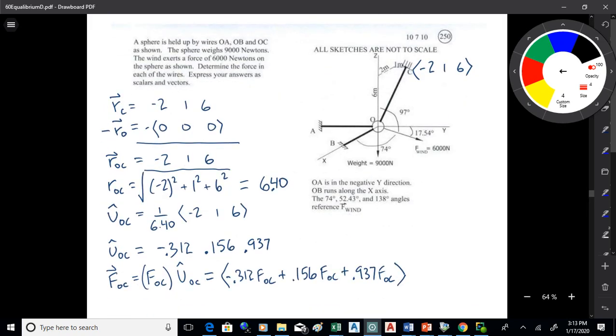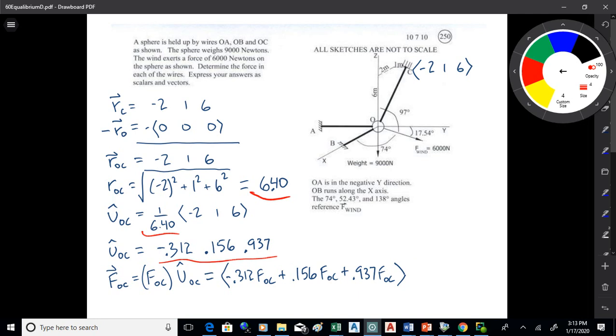All right, so from O to C, I take C minus O. Again, that's kind of a trivial step there because ROC is the same thing as RC. They're the same thing. It's minus 216. Square root of sum of the squares gets me 6.4. I'll divide through by that and get a unit vector and then scale that up by the magnitude.